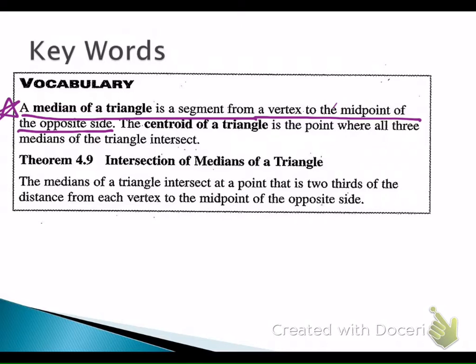Okay? That's definition 1. Here is definition 2. The centroid of a triangle is the point where all 3 medians of the triangle intersect. So the centroid is actually the center of gravity. So if you can find the centroid where all the medians intersect, you can balance a triangle on your finger.